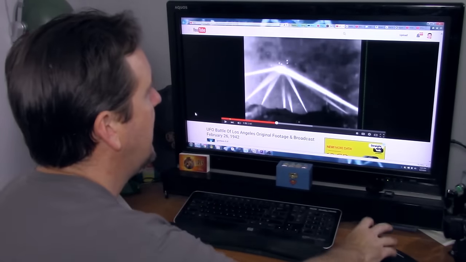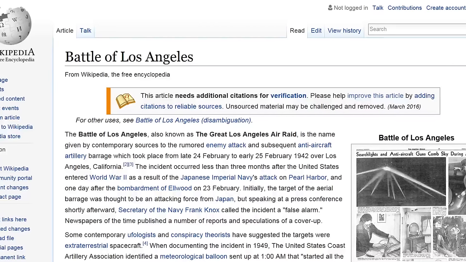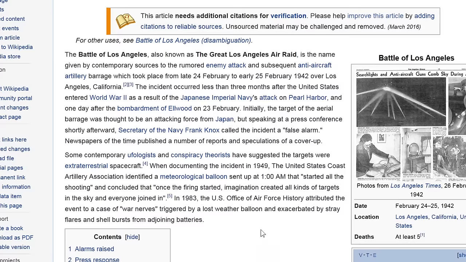Let's get some more details from our good friend Wikipedia here. The Battle of Los Angeles, also known as the Great Los Angeles Air Raid, is the name given by contemporary sources to the rumored enemy attack and subsequent anti-aircraft artillery barrage, which took place from late the 24th of February to early on the 25th of February, 1942, over Los Angeles, California. The incident occurred less than 3 months after the United States entered World War II as a result of the Japanese Imperial Navy's attack on Pearl Harbor, and one day after the bombardment of Elwood on the 23rd of February.